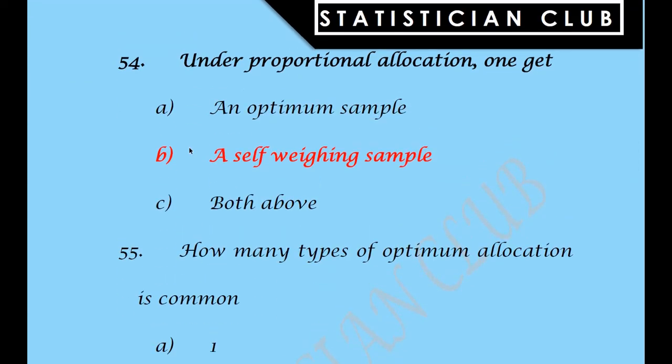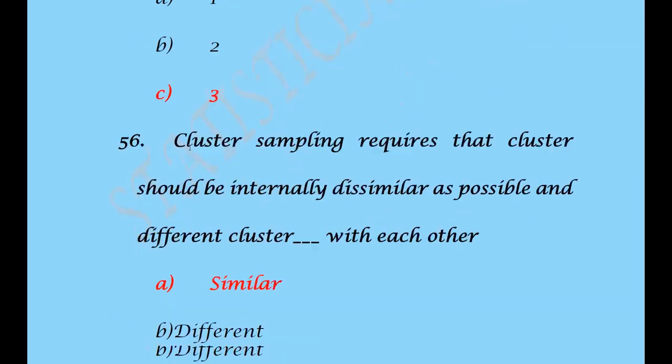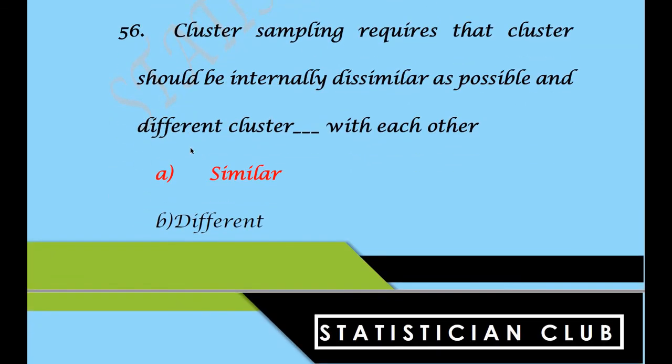54. Under proportional allocation, one gets an optimum sample, a self-weighing sample, or both above. The right answer is that under proportional allocation, one gets a self-weighing sample because proportional allocation depends upon the size of the sample. How many types of optimum allocation are common? 3 types of optimum allocations are common. Cluster sampling requires that clusters should be internally dissimilar as possible, but different clusters should be similar with each other.